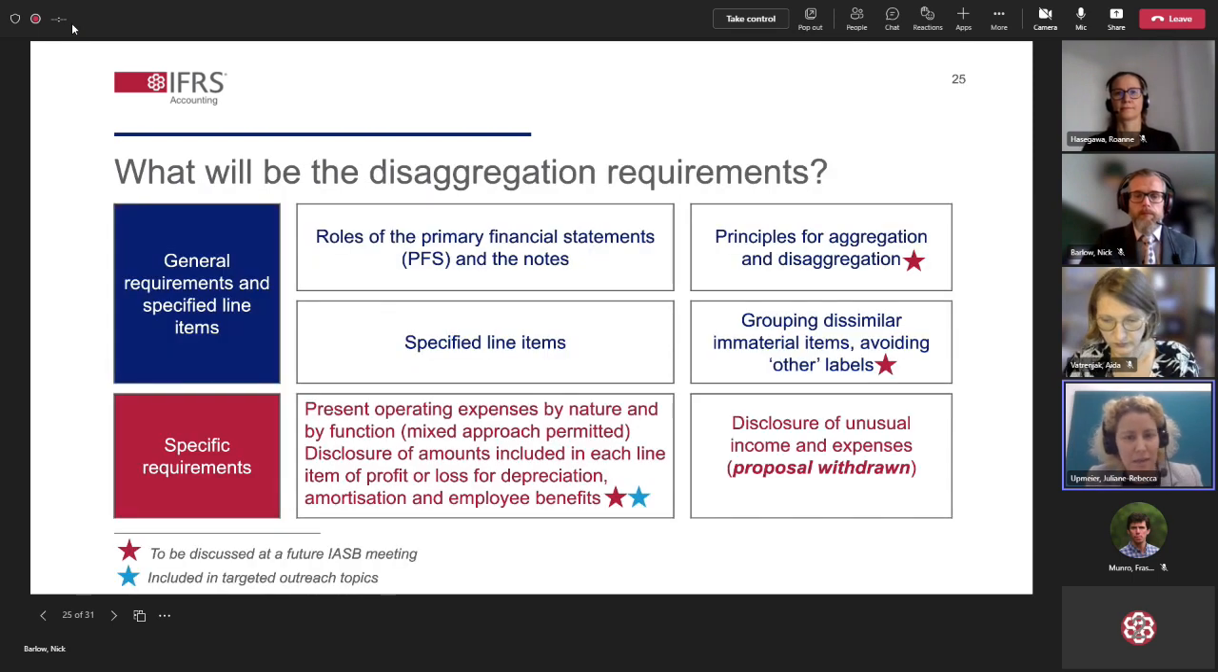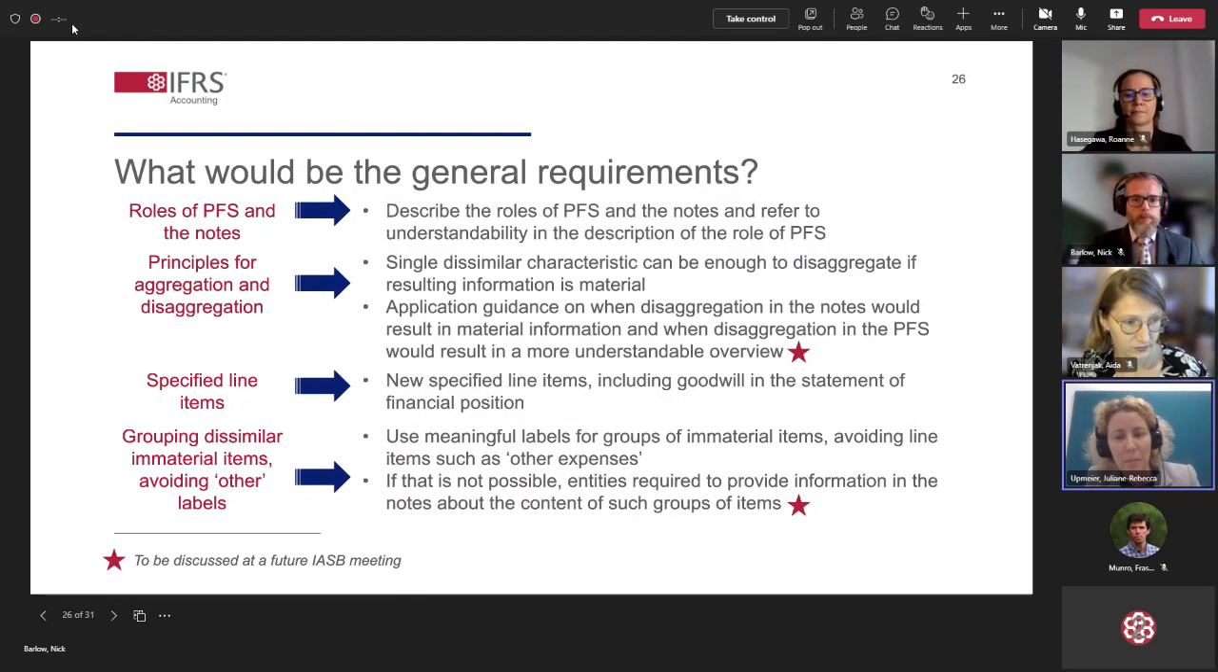So what will be the disaggregation requirements? In addition to the key proposals on subtotals and MPMs, the IASB has developed a set of general as well as specific proposals to strengthen the requirements for disaggregating information, covering both the primary financial statements and the notes. So now let's look at the general requirements in a bit more detail. First of all, the IASB is proposing to introduce principles about the roles of the primary financial statements and the notes. These will clarify, for example, that the role of the primary financial statements is to provide an understandable overview of an entity's income and expenses or assets, liabilities, and equity, which will then help entities decide which line items to present in the primary financial statements and which to disclose in the notes.